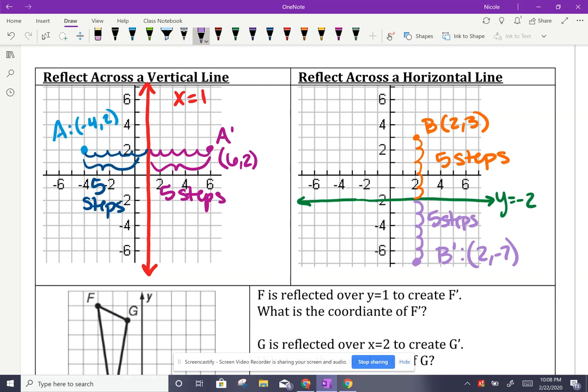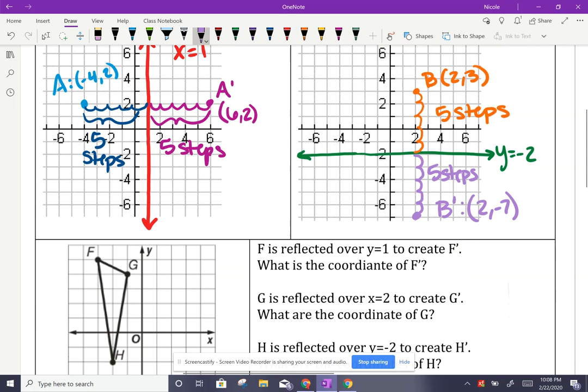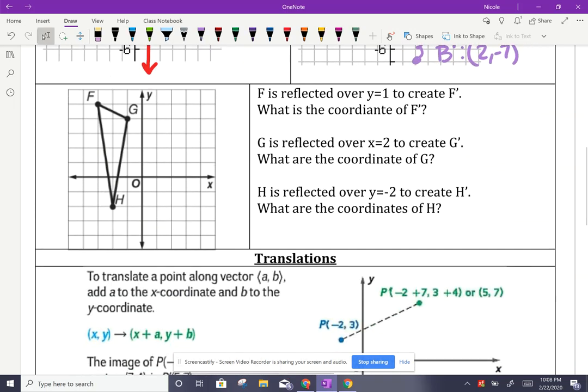So you always count the number of steps and move the same amount. So it can happen, you can go up, you can go down, you can go left, you can go right, just depends on if it's horizontal or vertical. So let's practice a few of those.